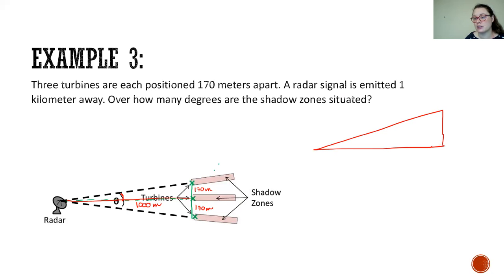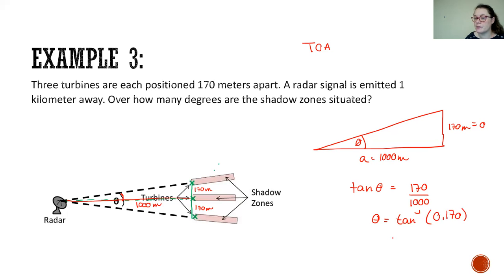Here's our picture. It's easier to see when it's big. We got 1,000 meters, 170 meters, and what's our angle? You will notice we have adjacent and opposite. Tan is TOA, so it uses adjacent and opposite. So the tangent of the angle that we're looking for, and this angle is only going to be half, is equal to 170 over 1,000. So our angle is equal to inverse tan of 0.170, which gives us 9.6 degrees.